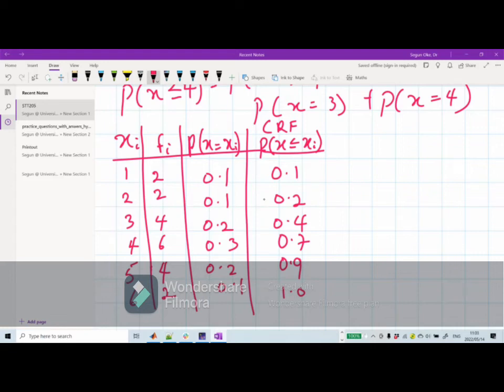From there, we can now solve the problem. If I now ask you, what's the probability? How do we solve this one? Somebody should solve it now. The probability of X less than or equal to 4. What's the answer?